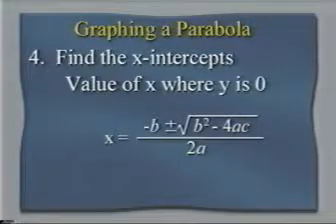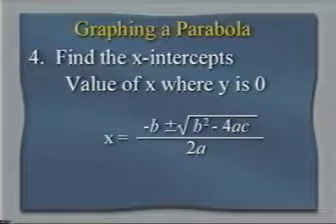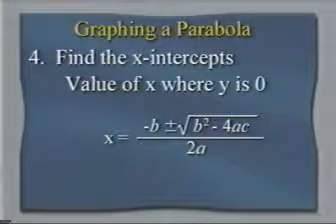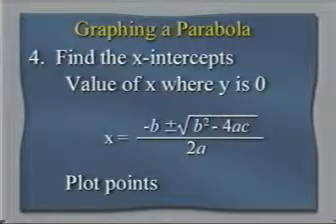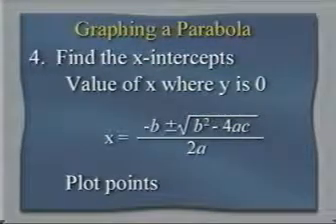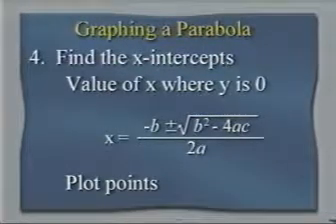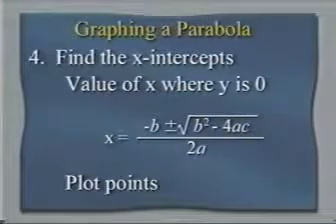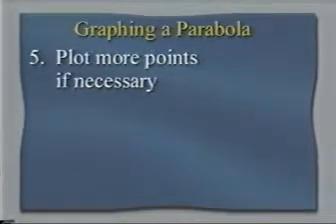Again, that's where the discriminant comes in. When we get those 2 values, we can plot them on the x-axis, and they should be mirror points. If the first 4 steps in our process are not sufficient to allow you to graph the parabola to your satisfaction, then simply plot more points.